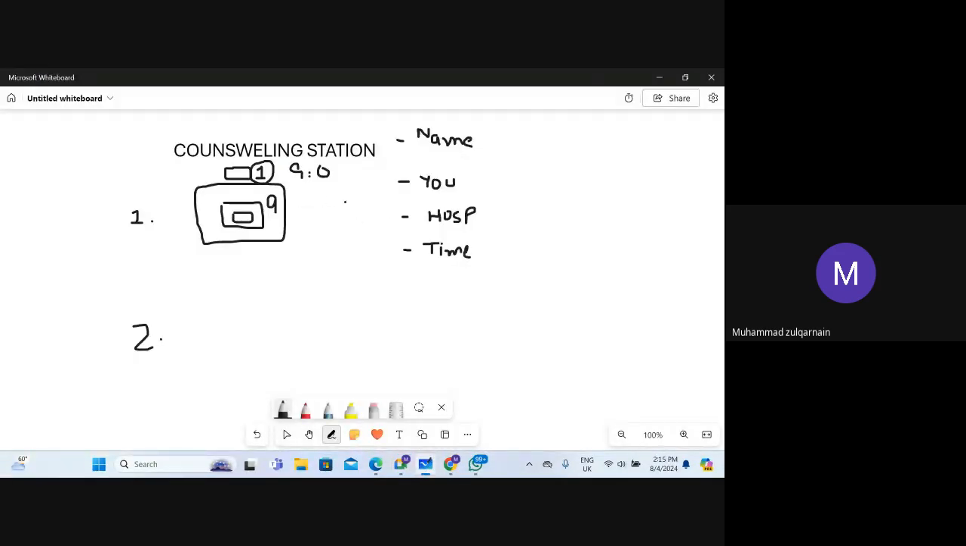So be very careful. What is the name of the patient, what's your name, what's your role, what's the hospital, if it is mentioned or not, what is the time. And then you have to read what is the complaint the patient is presenting to you. This is not only for counseling station, this is for all these skills part. Specifically, what is the complaint of the patient. So the complaint of the patient is very important.